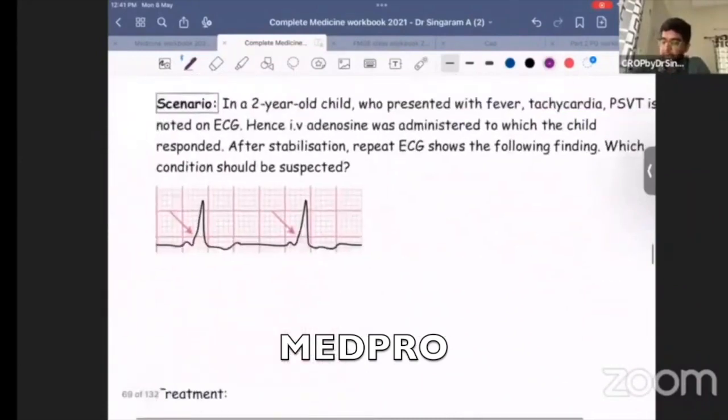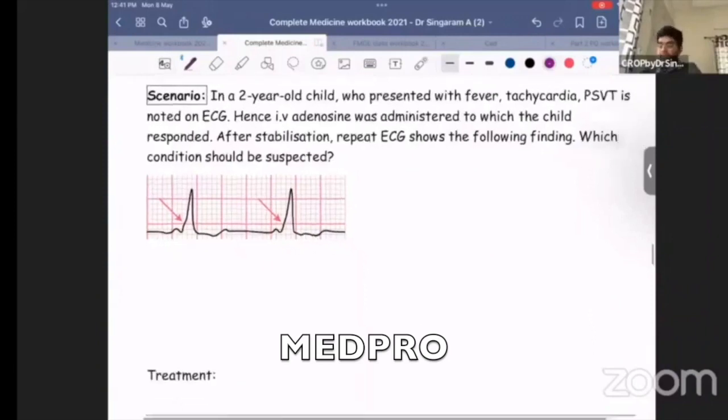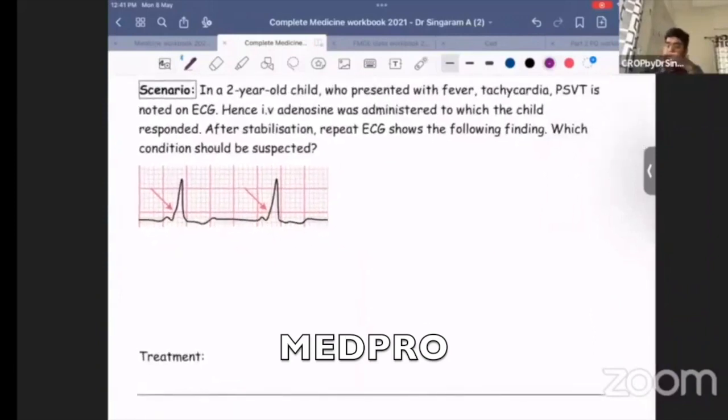Now we are moving on to a scenario. Look at this scenario and try to tell me. We have a 2-year-old child presenting with fever and tachycardia, and PSVT is noted on the ECG. Hence, IV adenosine was administered, to which the child is responding. Of course, PSVT we are going to treat with adenosine only. After stabilization, the repeat ECG shows the following finding. Which condition should be suspected?